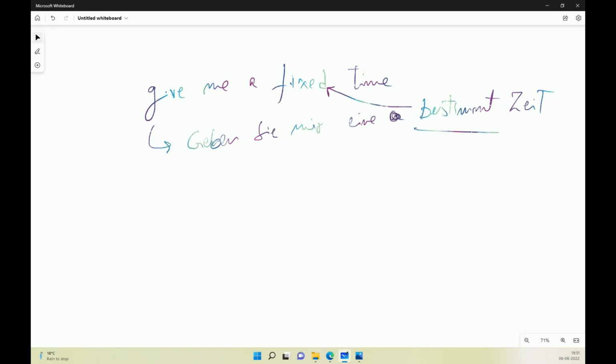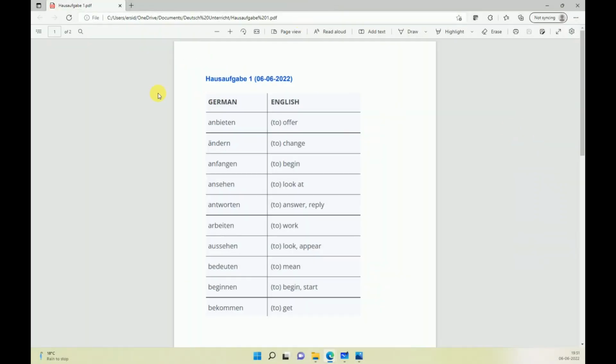Okay, so that was all for today, friends. I just want to take two more minutes before we close our session, and I would like to introduce you to our first Hausaufgabe. And here it is. Hausaufgabe 6622. So friends, I would request you to please learn these verbs by heart, auswendig. That means the German and English. Anbieten, enden, anfangen.